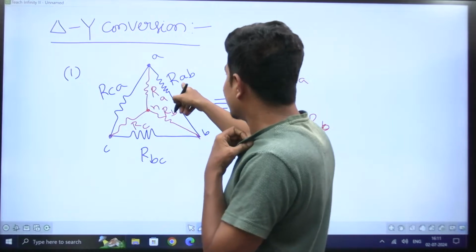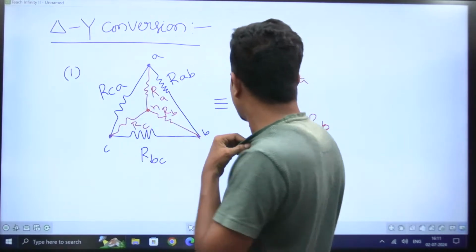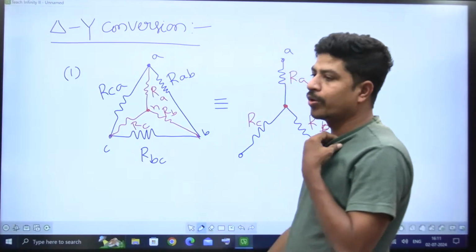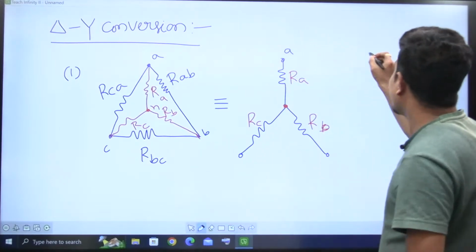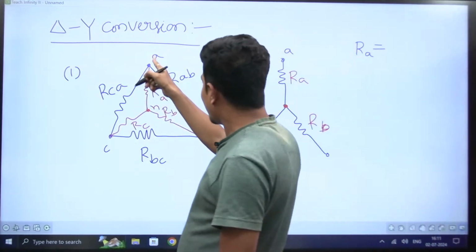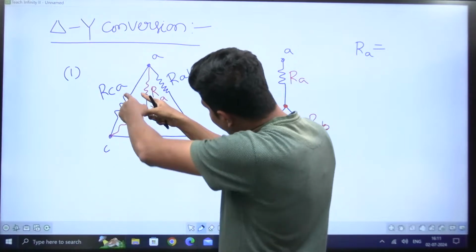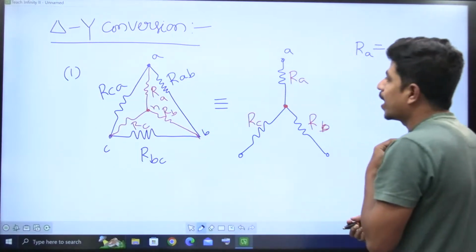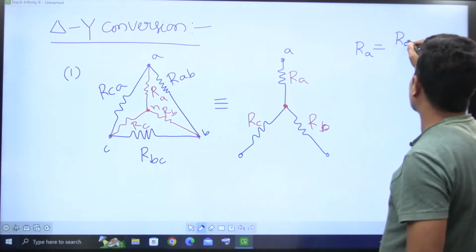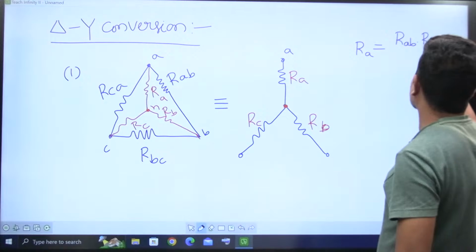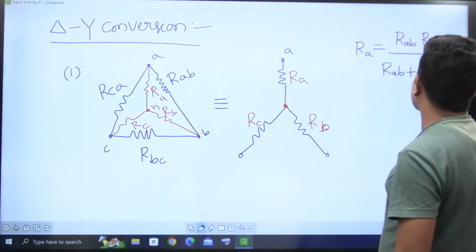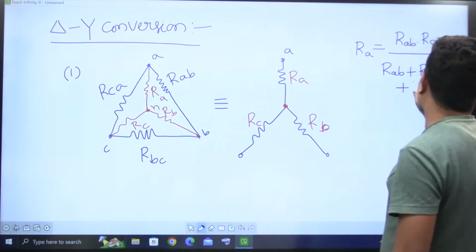Delta to star means that you are given RAB, RBC, and RCA, and we need the formula for R. Observe clearly what I'm going to do. RA is equal to, you want RA, right? RA is the resistance between RAB and RCA. So RA is equal to the product of the connected resistances, RAB into RCA, by the total, that is RAB plus RBC plus RCA.